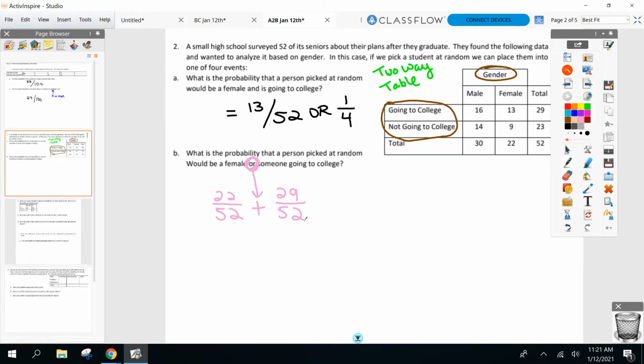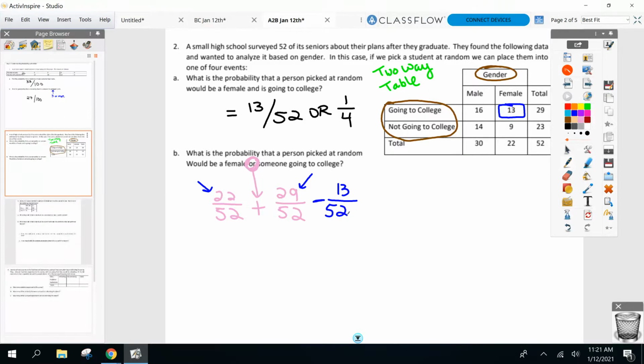You have to subtract the 13 thing. Hey, guys, remember in letter A, there were 13 females that were going to college? Well, I counted them here because they were female, and I also counted them here because they were going to college. I can't count them twice. So Caroline's right. I do need to subtract out those 13 that are doing both.